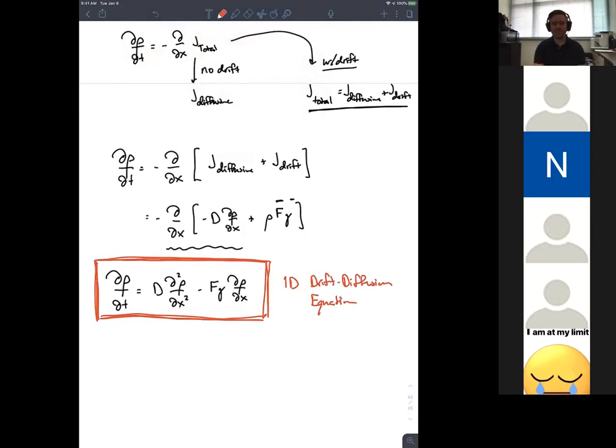All right, so this is the same thing as what we derived on Wednesday. So it's still the diffusion equation. It's just a little bit more general now because we have this additional term on it, which tells us how the thing will drift when an external force is applied. Question? Yes, please.